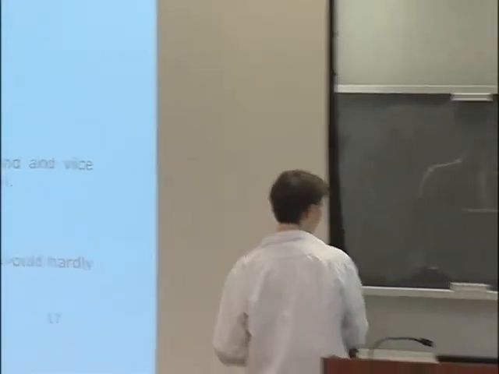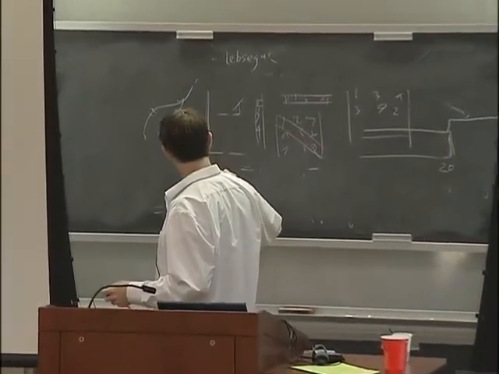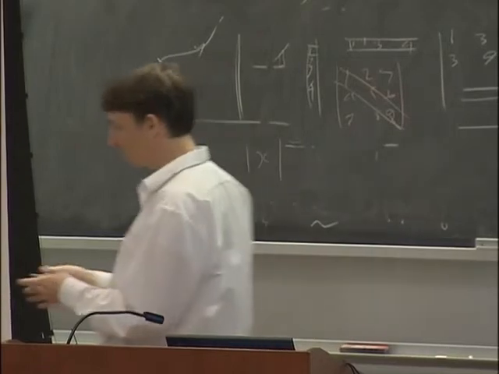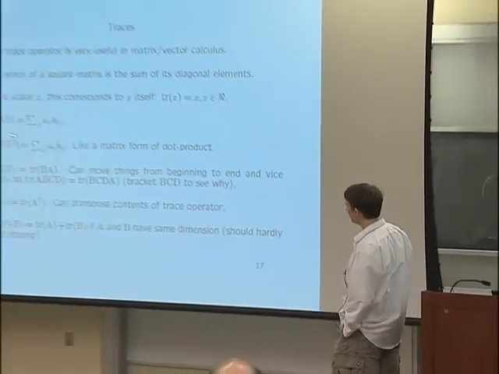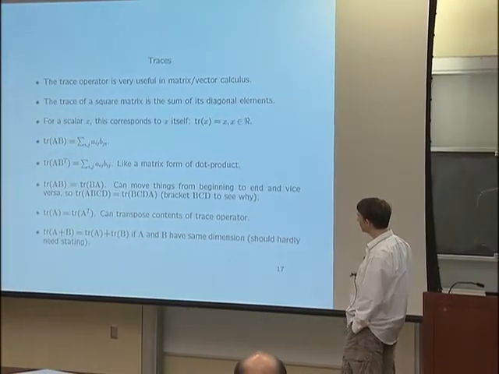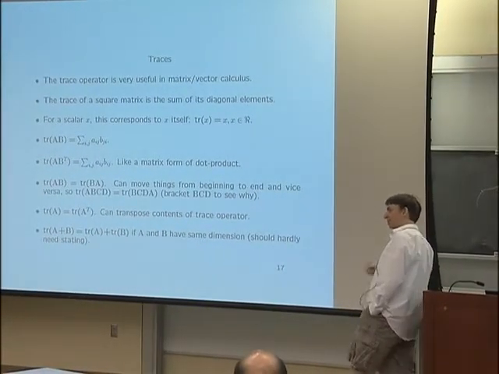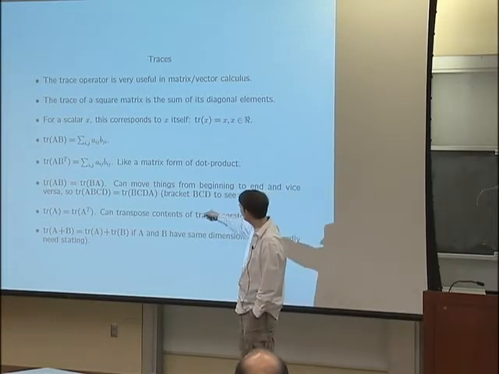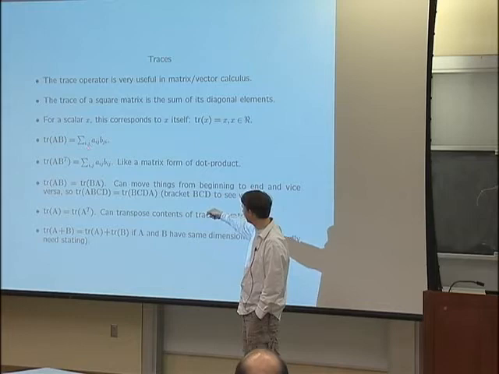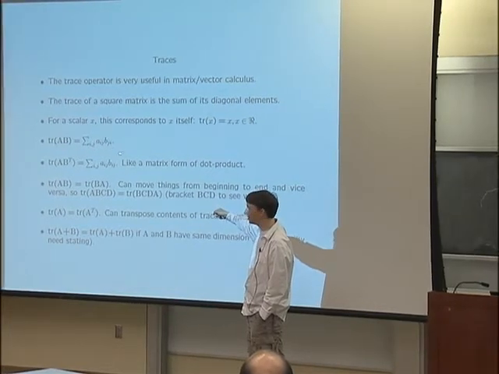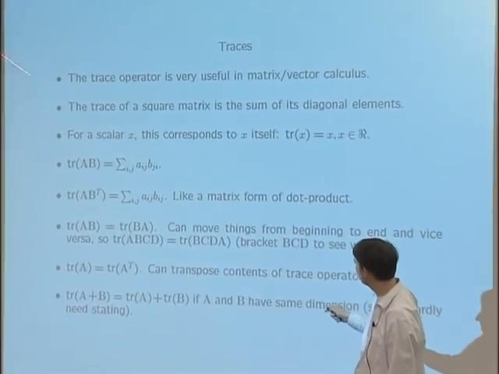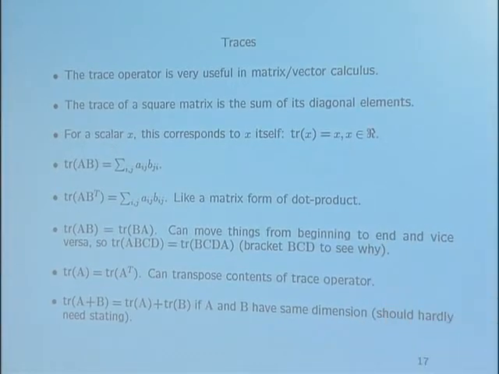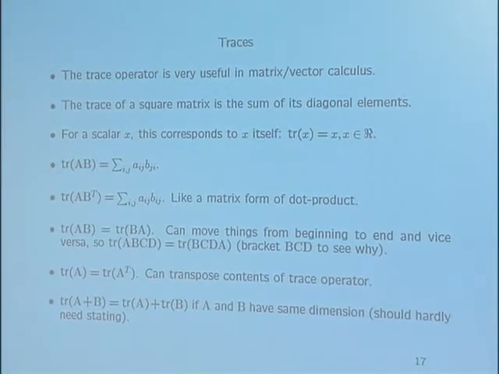Obviously, a scalar is equivalent to a matrix with one element in it, so the trace is just x itself. Now the trace of a matrix A times B, if you work out what A times B is in terms of the elements of A and B, is equal to the sum over indices i and j of Aij times Bji. So it's basically each value in A times the corresponding transposed value in B.